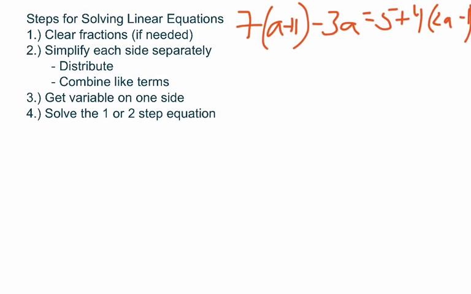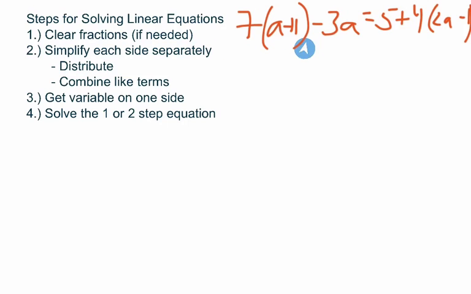Step 2, simplify each side separately. So we're going to look at the left side, and we're going to simplify that separate from the right side. So there's no combining stuff from the left and the right side. Think of this as like a room divider, okay? Nothing happening in between the two rooms. First thing is to do any distribution. Well, I do have some distribution right here.